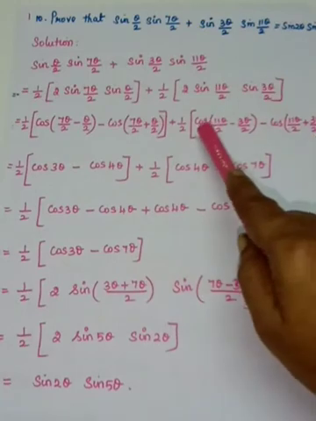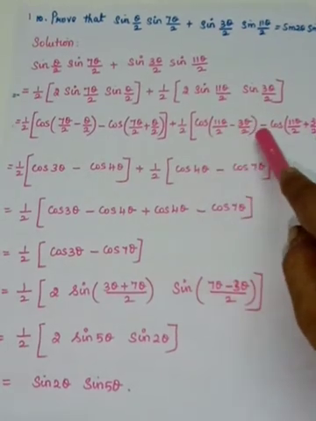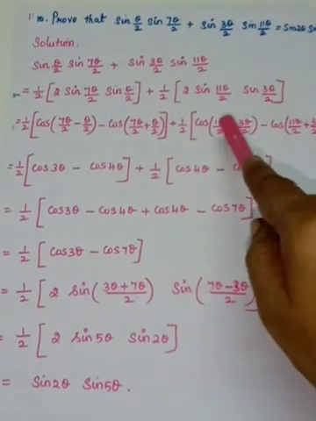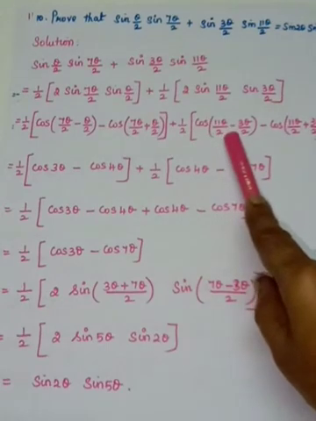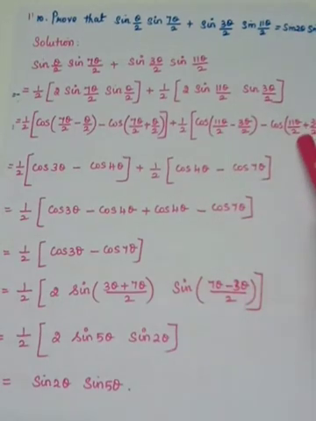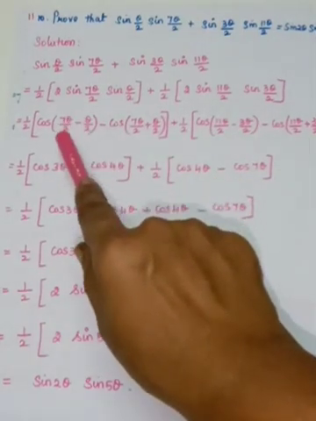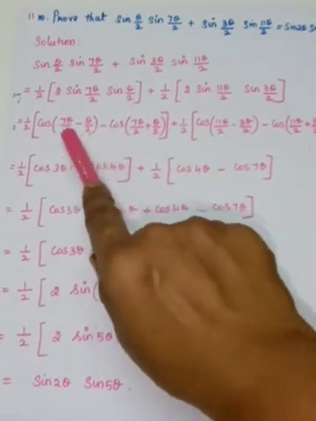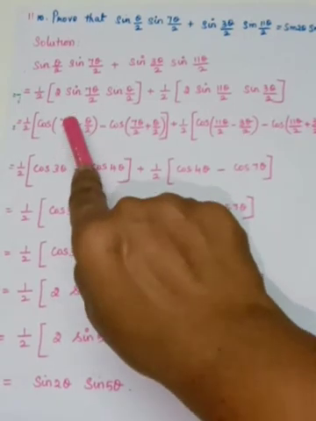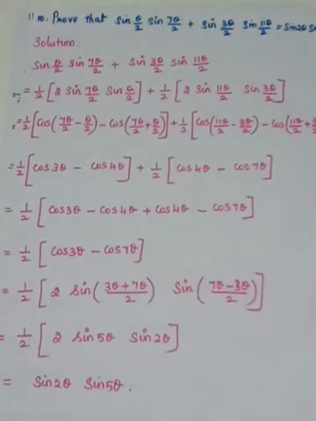So you have to use the formula cos D minus cos C. So D, if you want to write, you have to subtract the angles. If you want to write C, you have to add the angles. Okay, you see now 7 theta by 2 minus theta by 2. So the denominator is 2. So if you subtract the numerator, 7 theta minus theta is 6 theta. 6 theta by 2 is 3 theta.